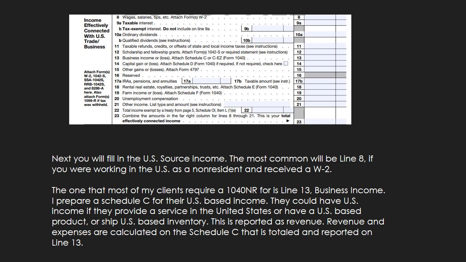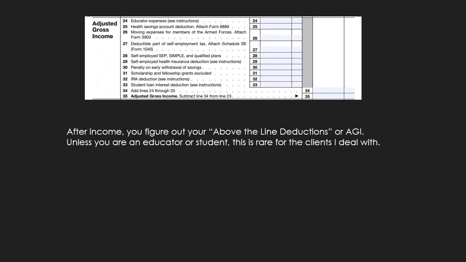Another common one would be line 18 if you're part of a partnership, like a 1065. After that, you have your adjusted gross income, or what's called above the line deductions. Common ones, if you're a professor, you could have a $250 educator expense deduction on line 24, or as a student, 31 is really common, the scholarship and fellowship grants that are excluded from income.